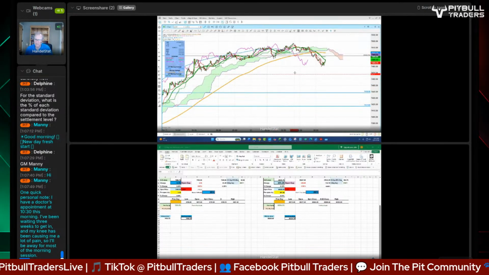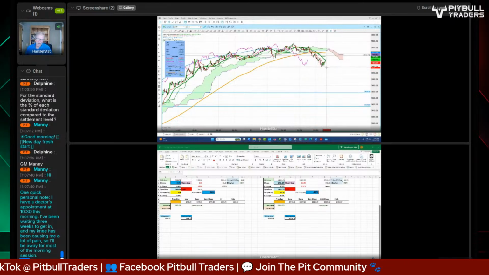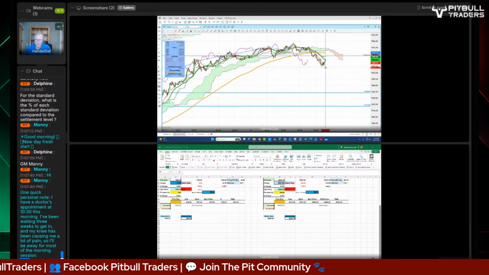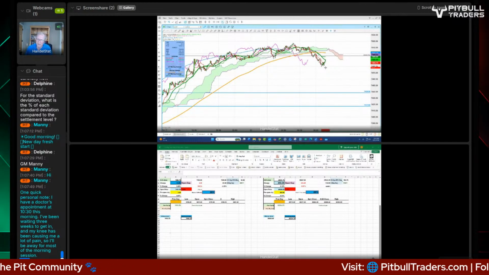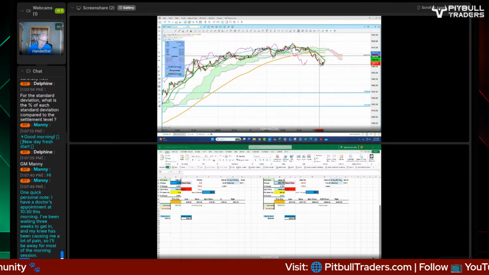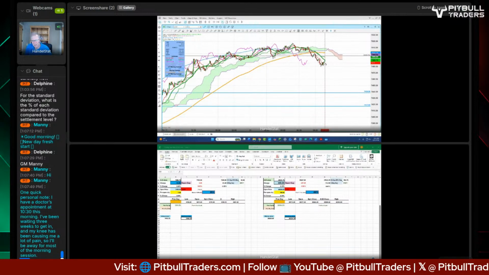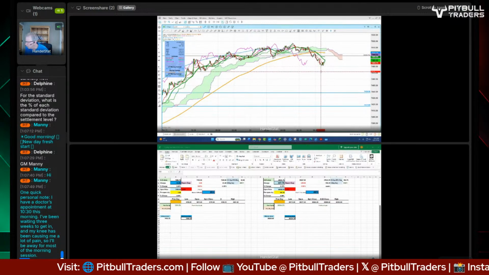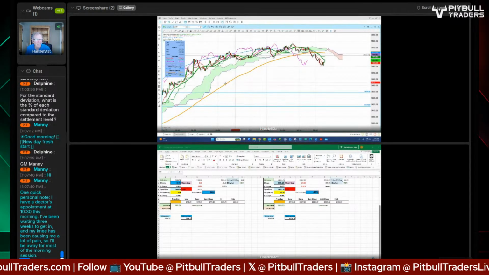Ichimoku ES. It's got to get back above this. I call this the BGL. It's a 21 period simple moving average. It really works well in the ES. If you start trading above it, it tends to stay above it. If you start trading below it, it tends to also trade below it. A lot of times it goes up here and does what it's doing now. It hits it and then it backs off.